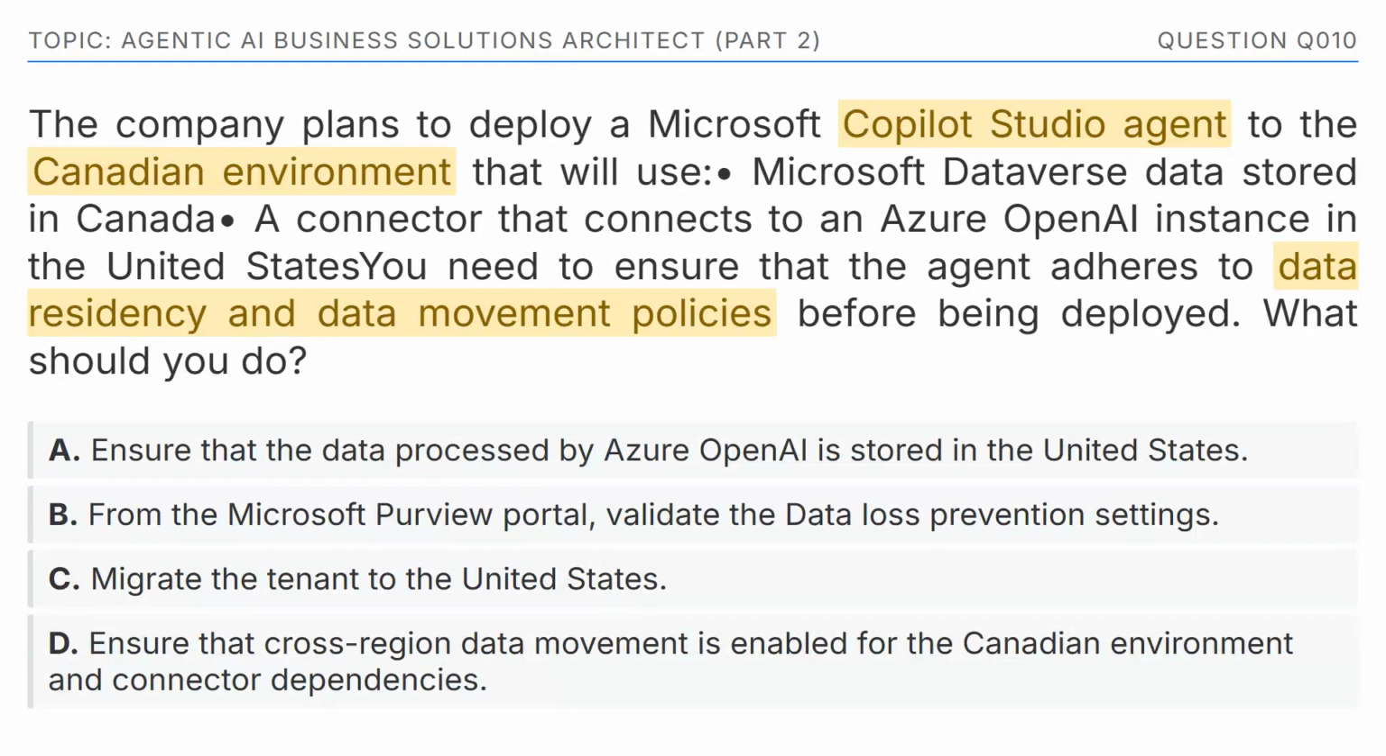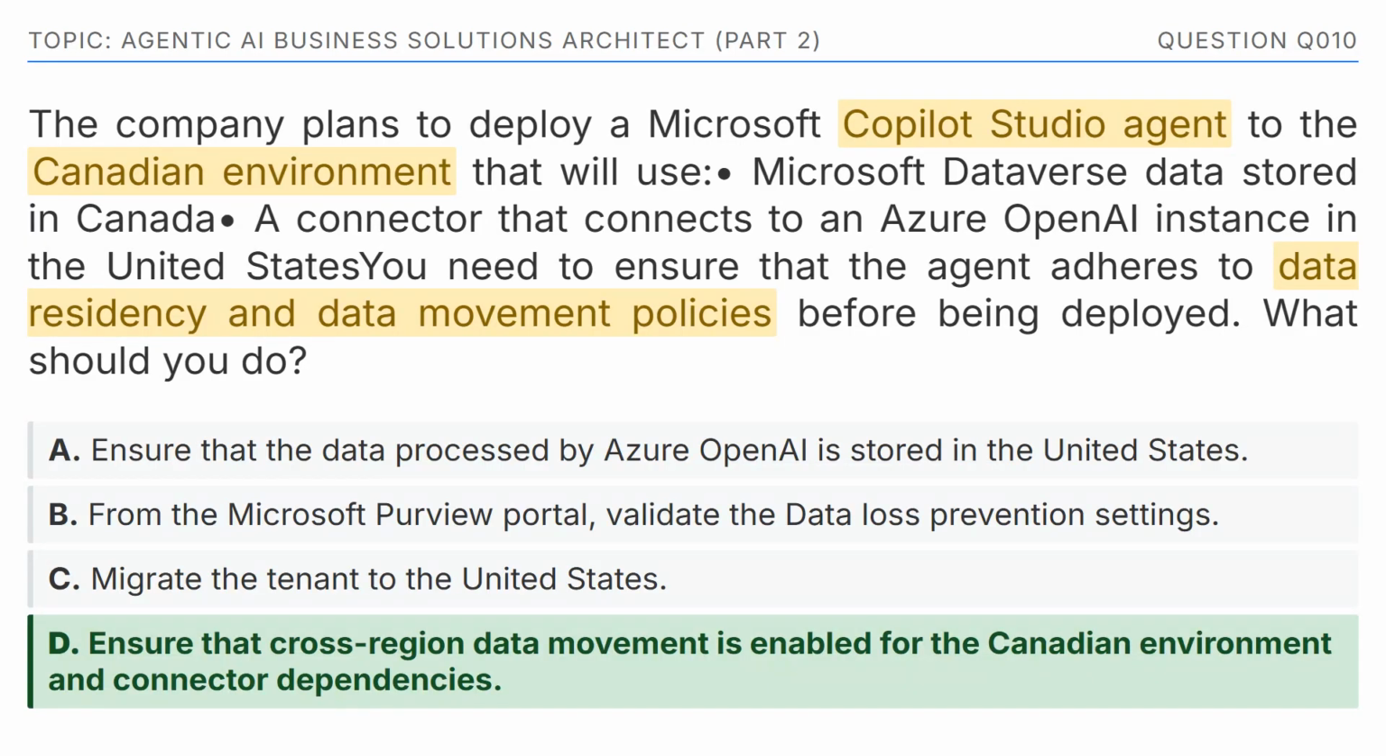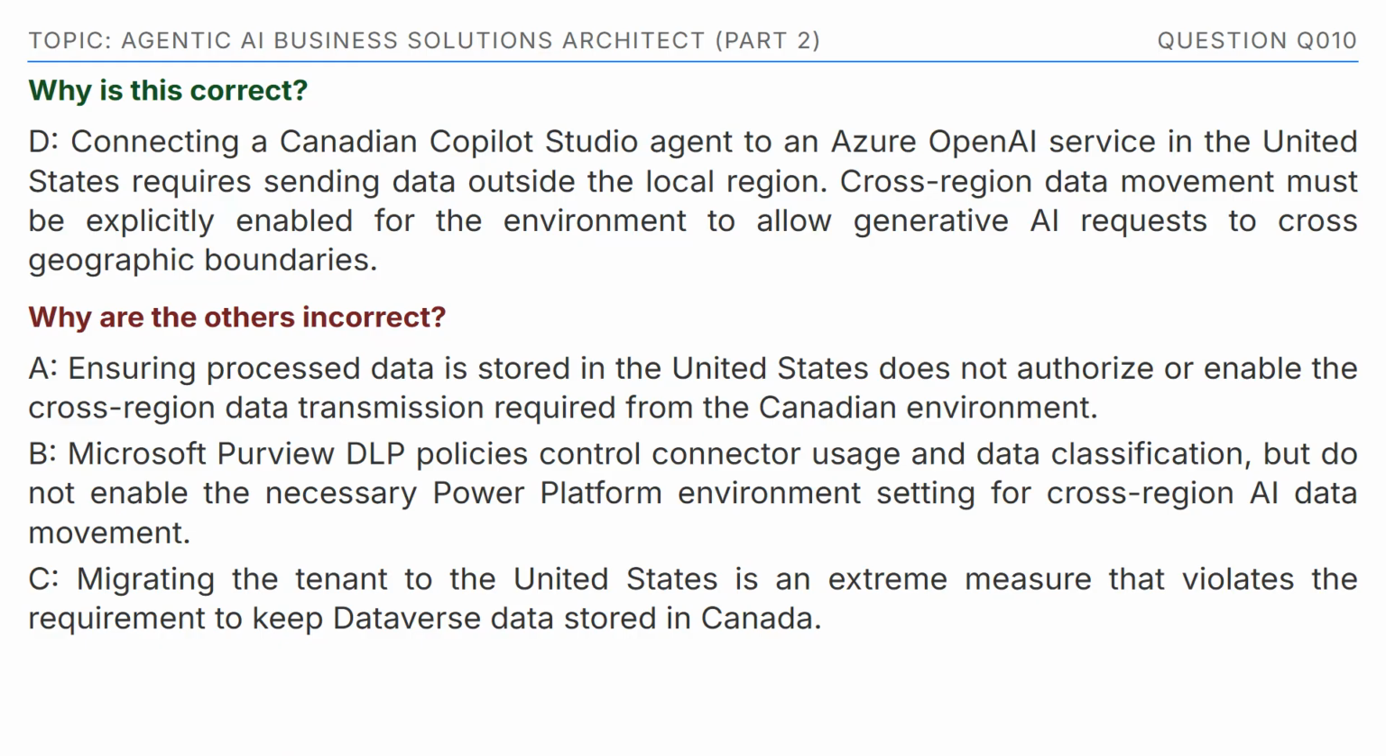To arrive at the correct answer, we focus on the keywords: Copilot Studio Agent, Canadian environment, Azure OpenAI instance in the United States, data residency, and data movement policies. The correct answer is option D. Ensure that cross-region data movement is enabled for the Canadian environment and connector dependencies.